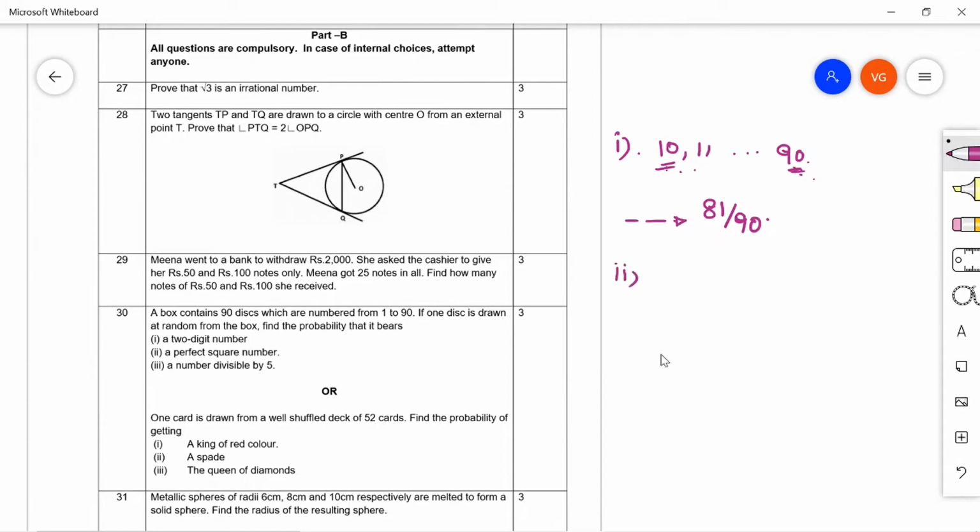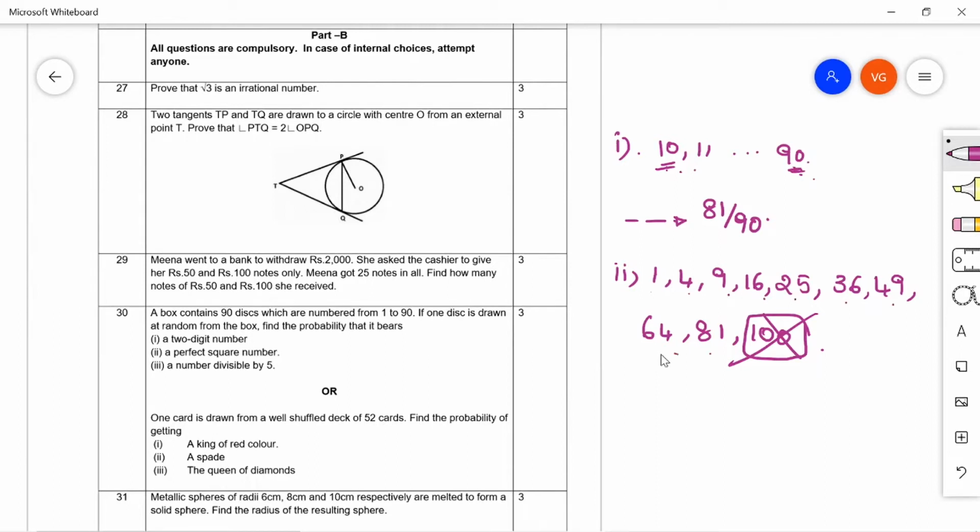Next, second part is perfect square number. So no other choice, we have to write down the square numbers from 1 to 90. So 1, 4, 9, 16, 25, 36, 6 square, then 7 square 49, 8 square 64, 9 square 81, 10 square 100. But you have only 90 discs, so this is not present. So how many square numbers are there here? 1, 2, 3, 4, 5, 6, 7, 8, 9. So 9 divided by 90. You can simplify this as 1 by 10.